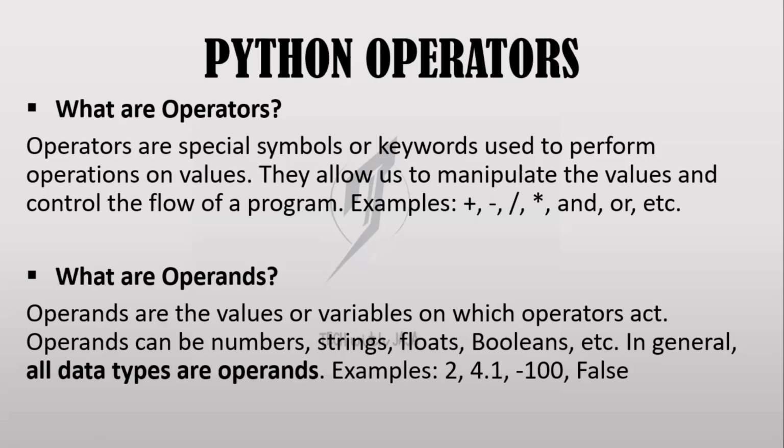Now, what are operands? Operands are the values or variables on which these operators act. Operands can be numbers, strings, floats, or any kind of data in general. In the operator space, all types of data are referred to as operands, be it integers, floats, text, booleans, or even the structures we've discussed in our previous video. Examples of operands we have here are 2, 4.1, minus 100, false.